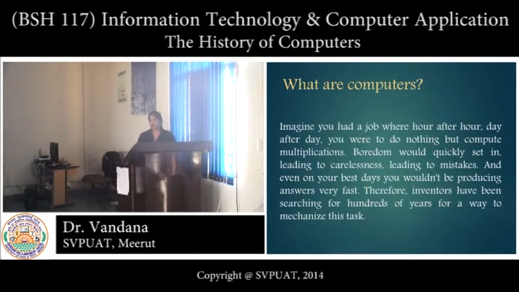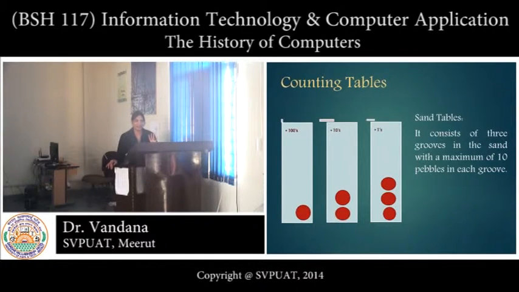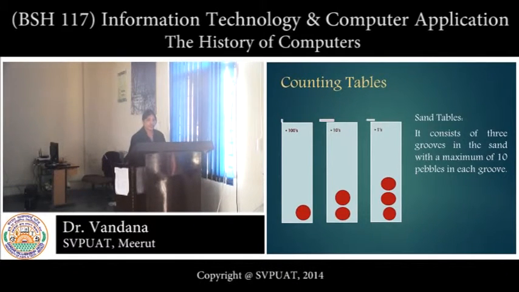You must learn that in earlier days we people generally used our fingers, sand, and pebbles for the purpose of counting. Even nowadays we also use our fingers for the purpose of counting. So in earlier days it was the sand table which was used for the purpose of computation tasks.